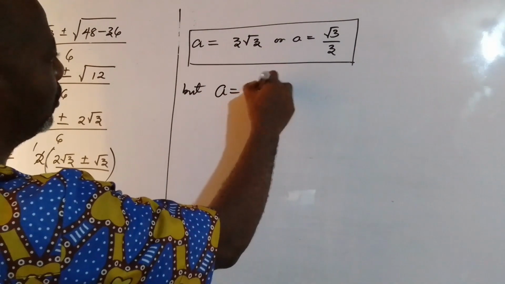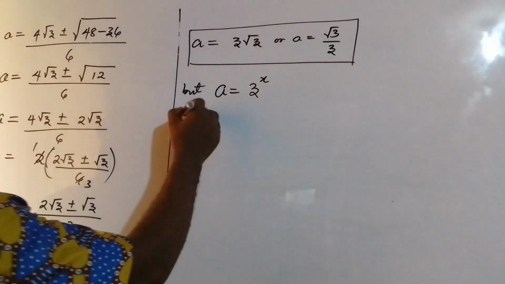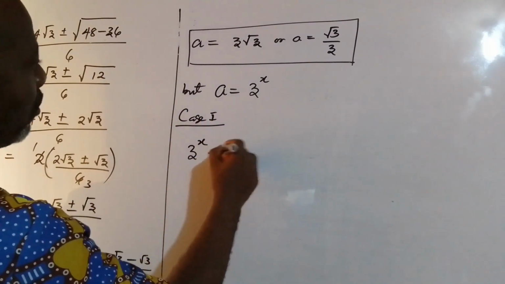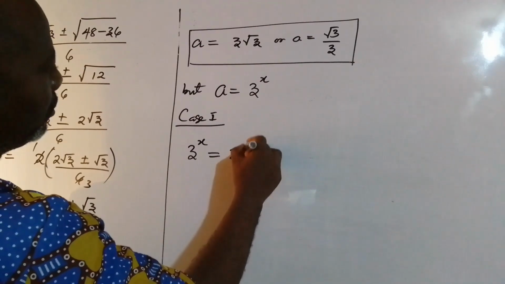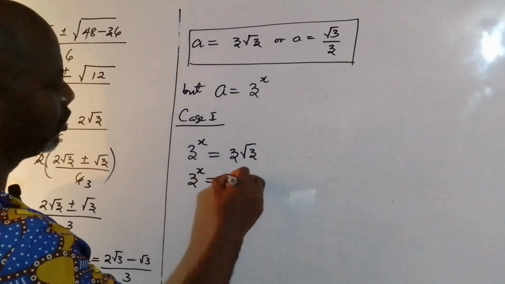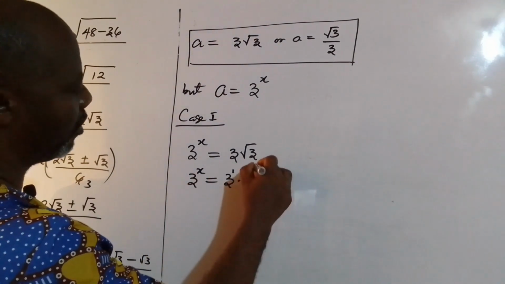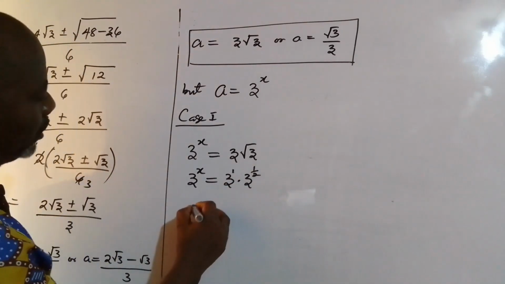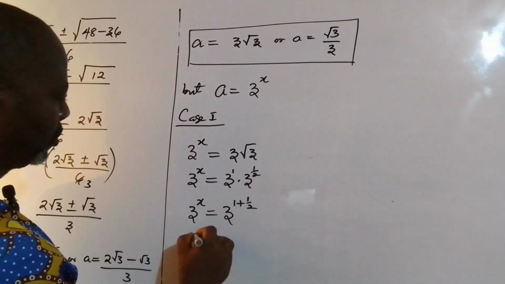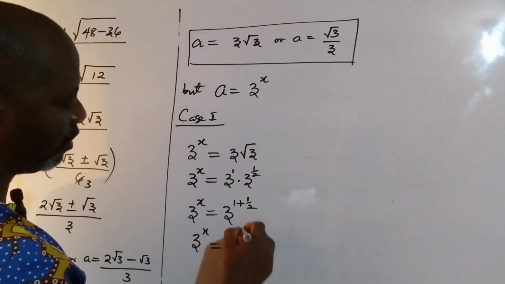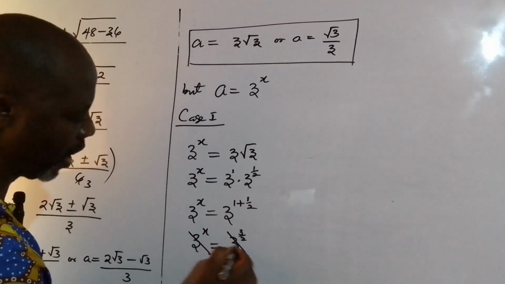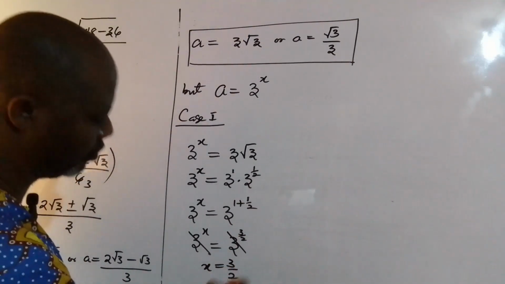But a equal to 3 to the power of x. So for case 1, we have 3 to the power of x equal to 3 root 3. Now, 3 root 3 is 3 to the power of 1 times 3 to the power of half. So we have 3 to the power of x equal to 3 to the power of 1 plus half, which is 3 to the power of 3 over 2. By reason of same base, we have x equal to 3 over 2 for the first case.